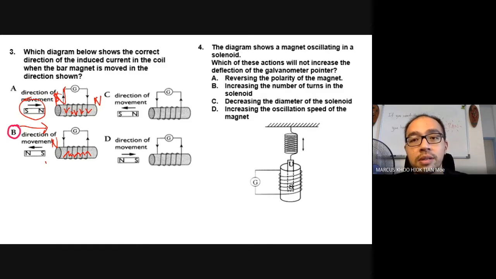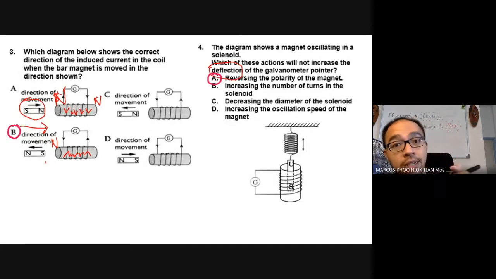Okay, so I'm afraid that answer is not correct. It is actually A. If you reverse the polarity, it will not increase the deflection. It will change the direction of deflection, correct? It will change the direction, but it will not make the value bigger, which is what the question is asking. Increasing the deflection means making the reading bigger.